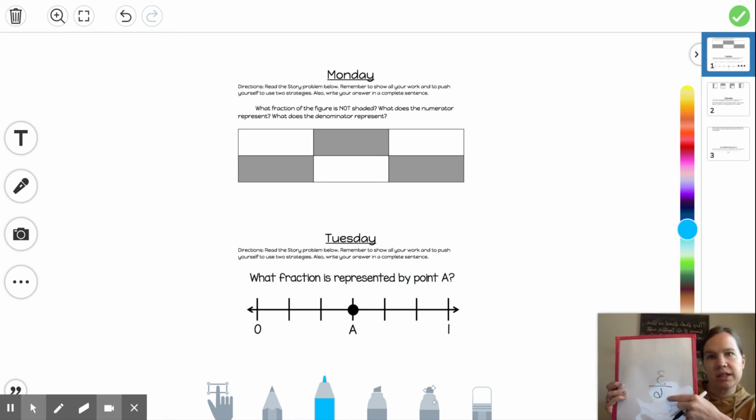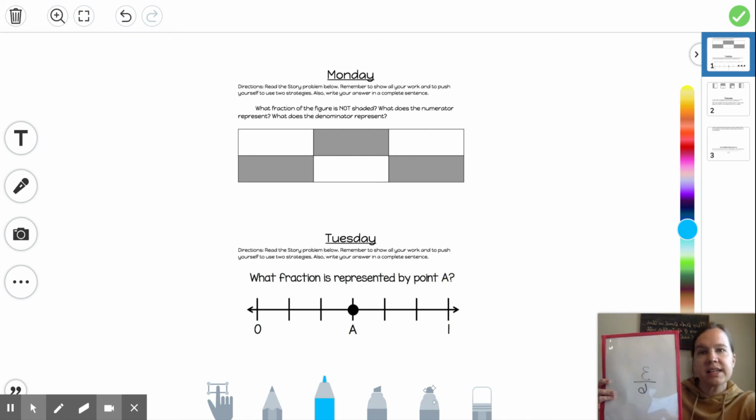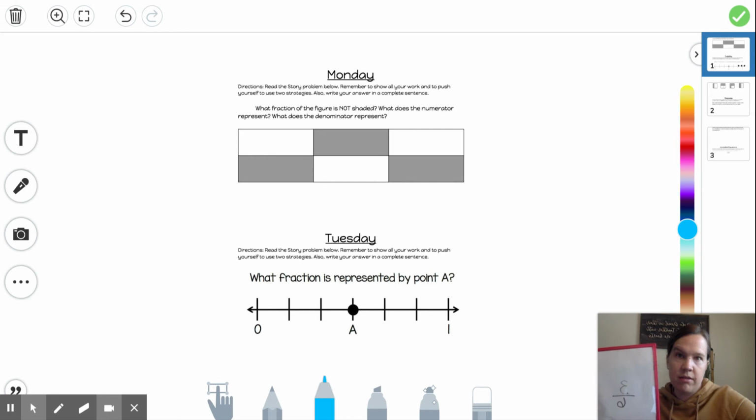So the way that I read this fraction is 3/6. And then it says, what does the numerator represent? The numerator represents the number of not shaded pieces, and the denominator represents the total amount of pieces to make the whole rectangle. All right, so that's Monday's. You should have gotten 3/6.